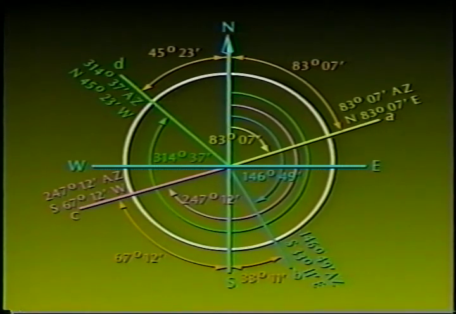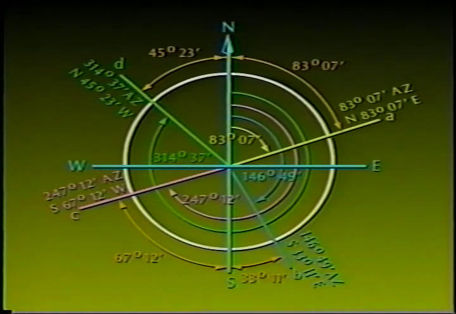Next, we go to the southeast quadrant and take a look at line OB. Its bearing is south 33-11 east. Remember, southeast bearings originate from south and rotate counterclockwise, while azimuths rotate clockwise. An angle from north around to south is 180 degrees. Therefore, subtract the southeast bearing from 180, which equals 146-49, the azimuth of line OB.